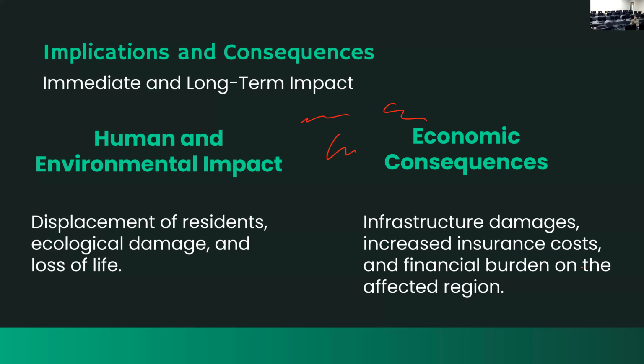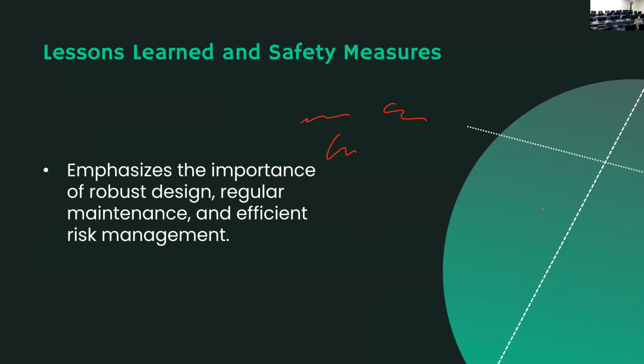The implications and the consequences. We have the immediate and long-term impacts, and also the human and the environmental impacts, which talks about the displacement of residents, the ecological damage, and the loss of lives and properties, and the economic consequences. This talks about the infrastructure damages, the increased insurance costs, financial burden on affected regions. So the lessons learned and safety measures emphasize the importance of robust designs, regular maintenance, and efficient risk management.